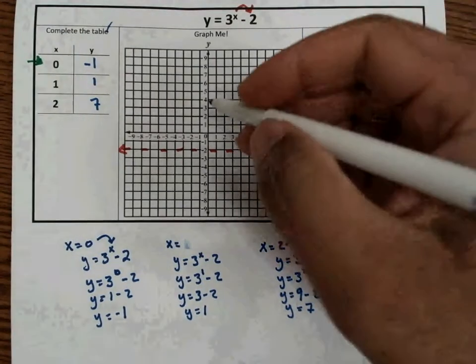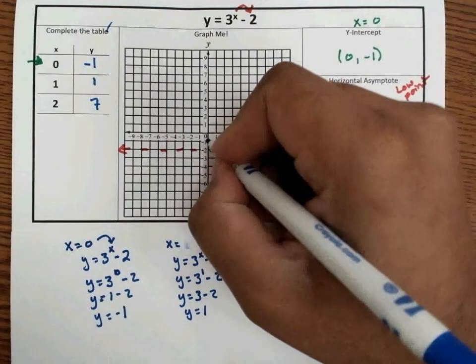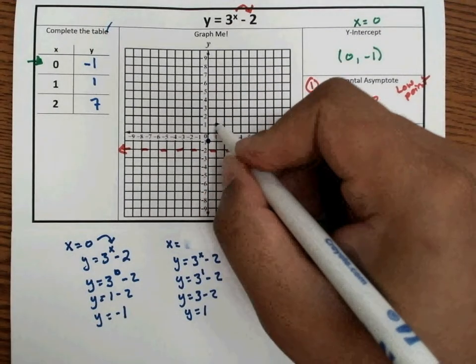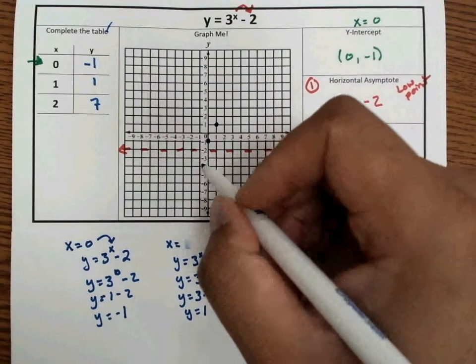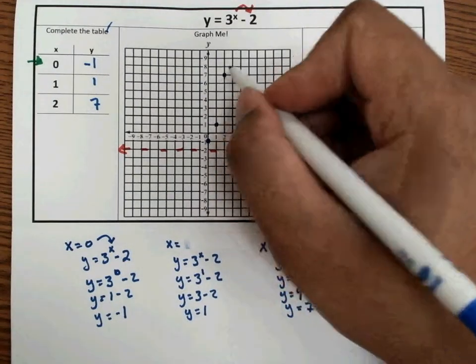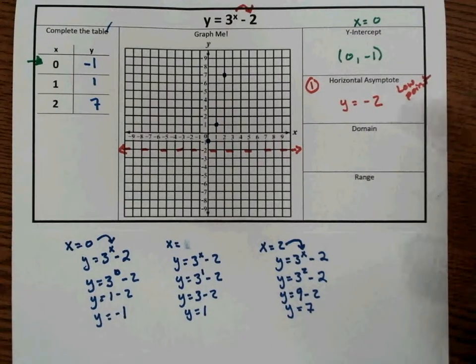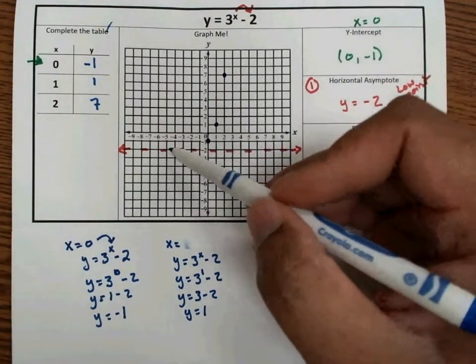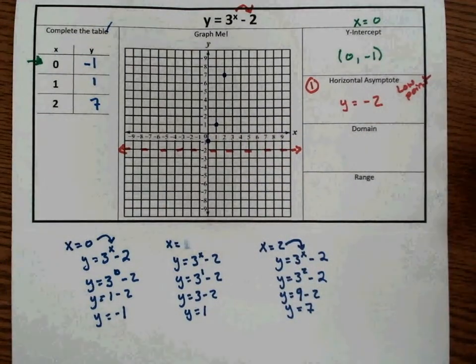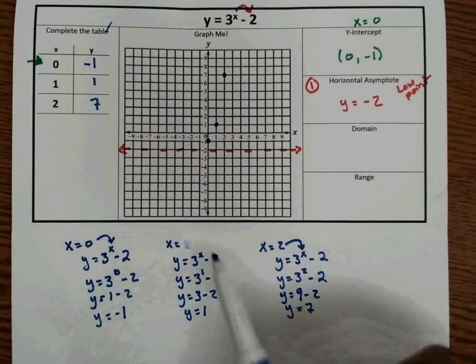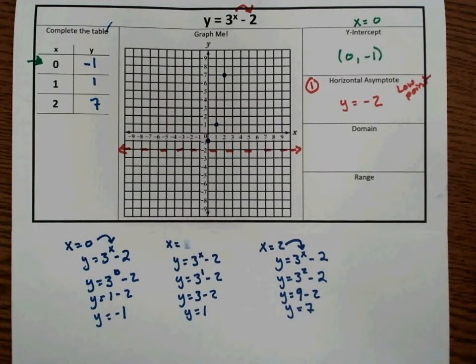So we have a point at 0, -1. So we went to 0 and -1. We have the point 1, 1. And then we have the point 2, and we're going to go up to 7. And remember, when you plot your points, you should kind of be able to see the curve going on. If you don't see the curve, then you know something is wrong. You need to either check what you plugged in, or you need to check how you're plotting your points.